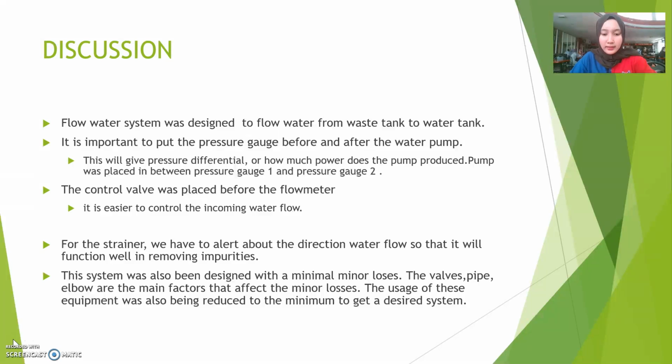Other than that, the control valve was placed before the flow meter because it is easier to control the incoming water flow. Third, for the strainer, we have to be alert about the direction of water flow so that it will function well in removing impurities. This system will also be designed with minimal minor losses. The valve, pipe, and elbow are the main factors that affect the minor losses, and the usage of this equipment was also reduced to the minimum to get a desired system.